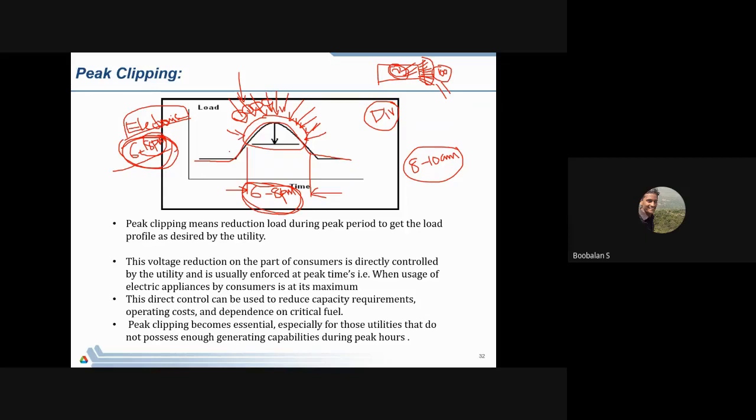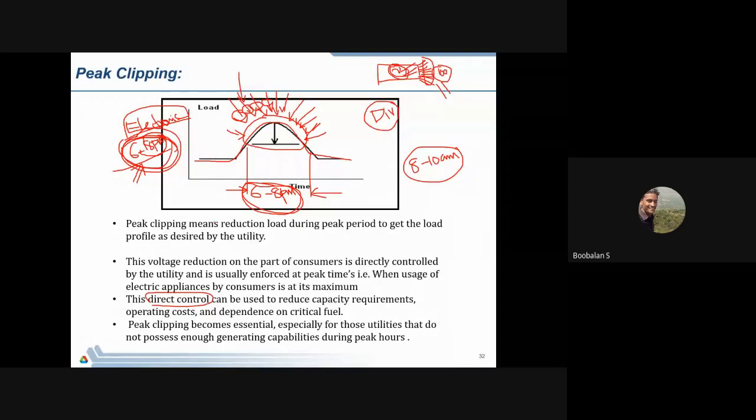This is what is called direct control. By doing this, the consumer appliances are disconnected from the utility grid based on my control element, and definitely we are able to clip the peak demand.